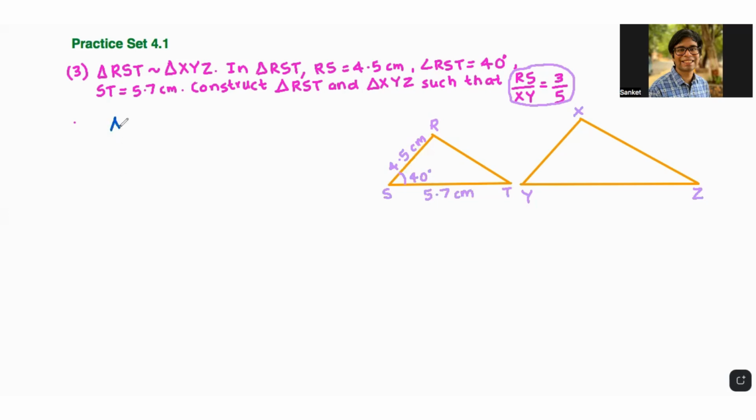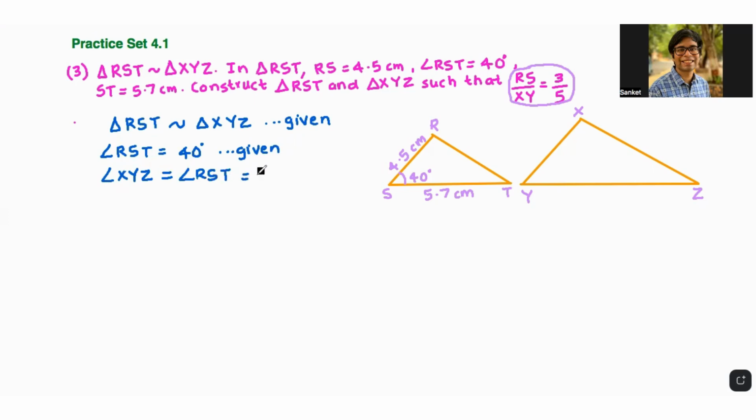Now I know that triangle RST is similar to triangle XYZ. This is given to me. When two triangles are similar, I know all three of their angles are equal. So similar triangles have equal angles. So when angle RST is 40 degrees, which is given to me, my corresponding angle of this triangle, that is angle XYZ, also is equal to angle RST is equal to 40 degrees.